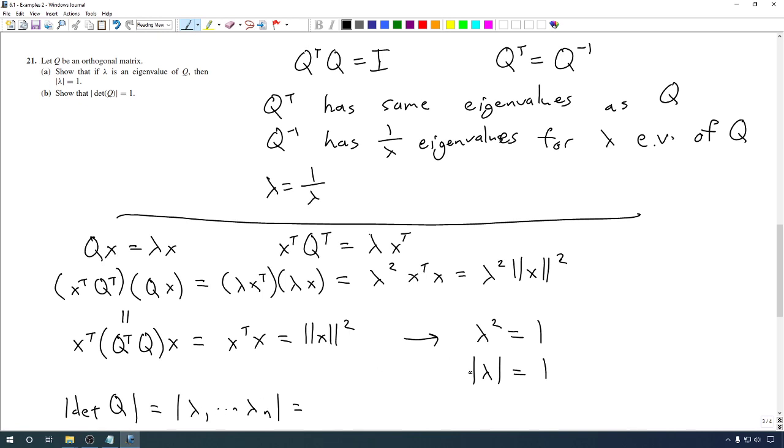But then we already saw here that all these lambdas have to have an absolute value of 1. The absolute value of a product is just the product of absolute values. And if all of these are equal to 1, then that product equals 1. So this is actually a very simple consequence of part A if we use that formula for the determinant in terms of the eigenvalues.